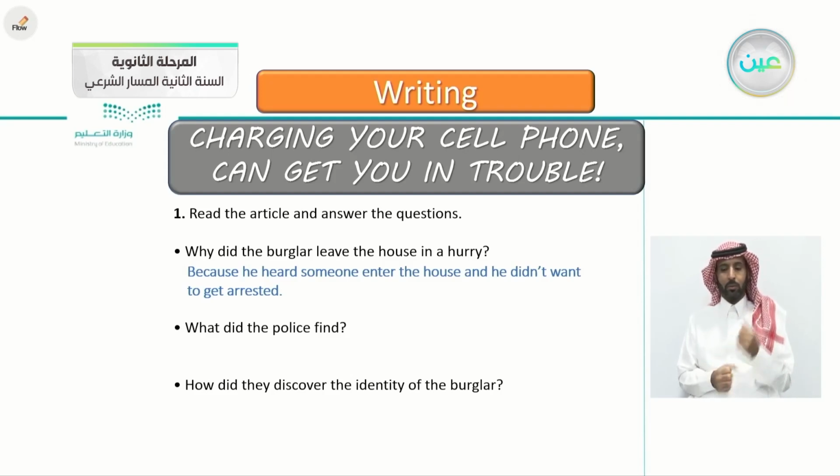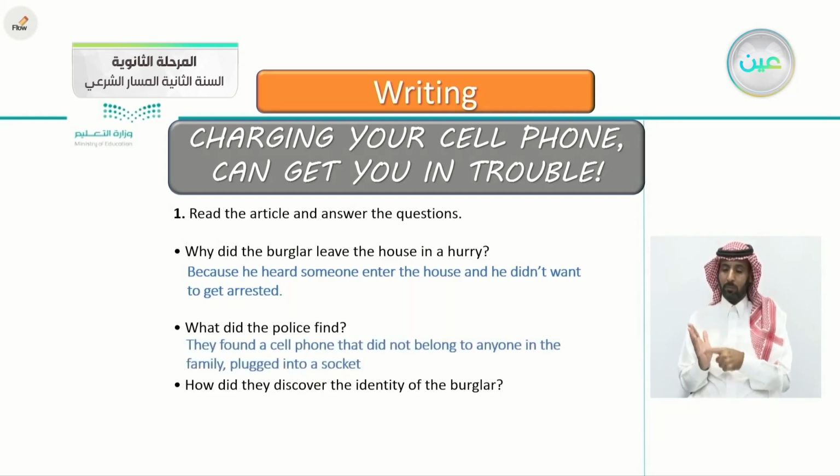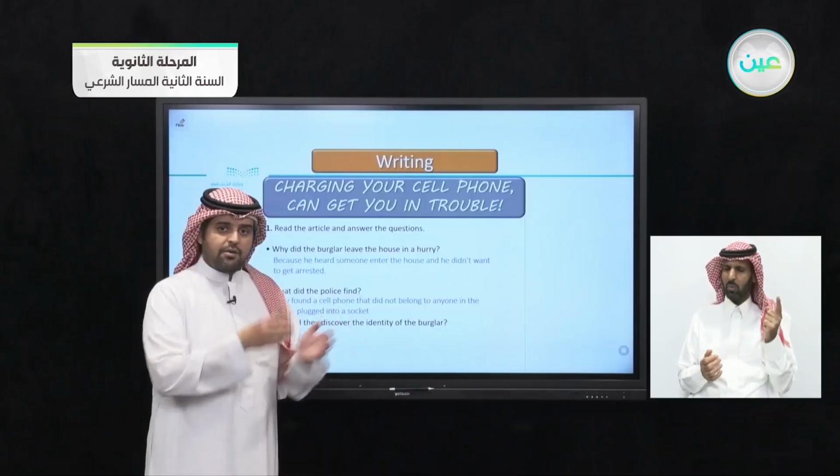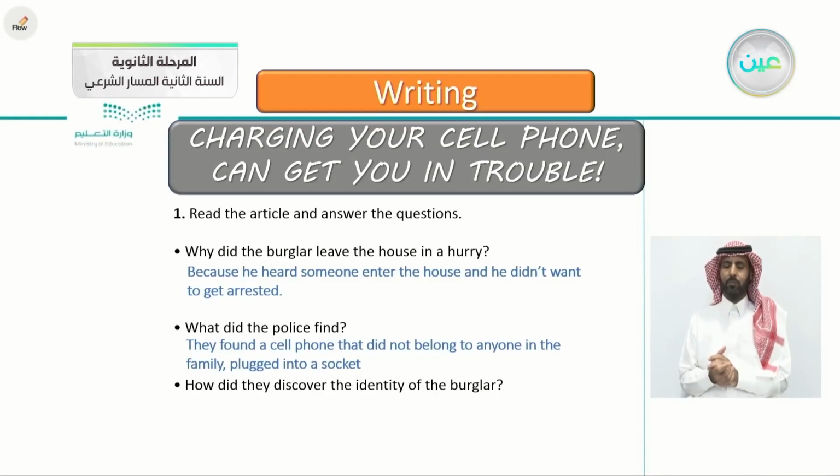What did the police find? They found something. What was it? Excellent. They found a cell phone that didn't belong to anyone in the family, plugged into a socket. So you know now that the burglar was taking his time before the family arrived. He plugged his charger in and wanted to charge his phone, but once he heard some noises, he jumped out of the window. So again, the answer, they found a cell phone that did not belong to anyone in the family, plugged into a socket.